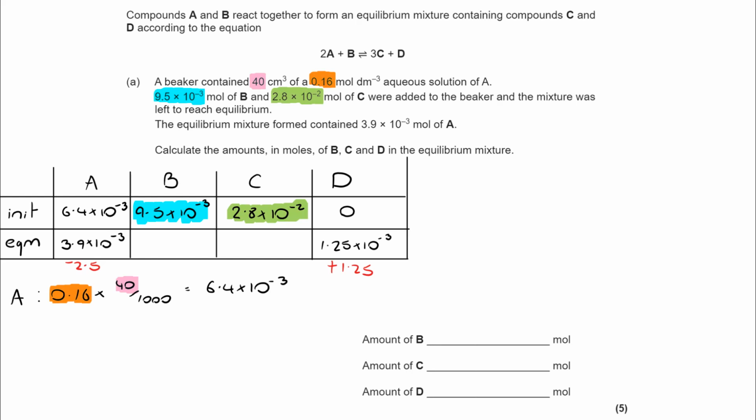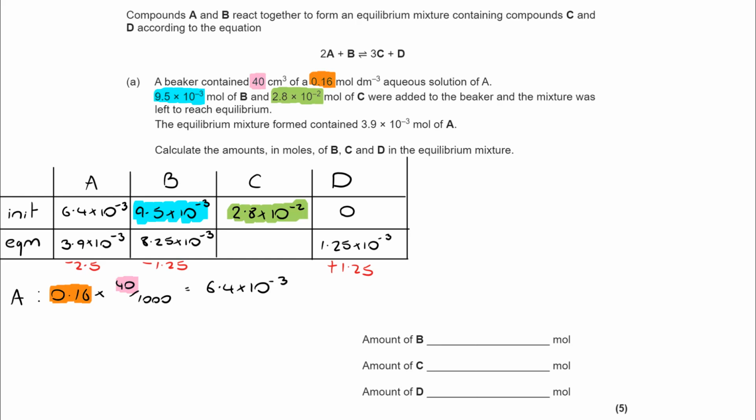If I compare A to B, it's a 2 to 1 ratio. So if I've used 2.5 by 10 to the minus 3 moles of A, I've used 1.25 by 10 to the minus 3 moles of B. I started with 9.5 by 10 to the minus 3, I subtract my 1.25 by 10 to the minus 3, and I have 8.25 by 10 to the minus 3 moles.